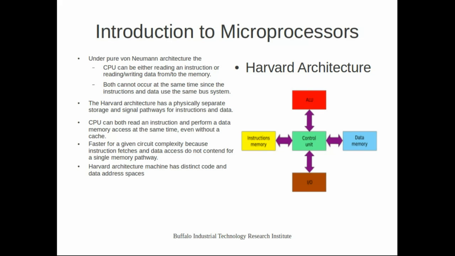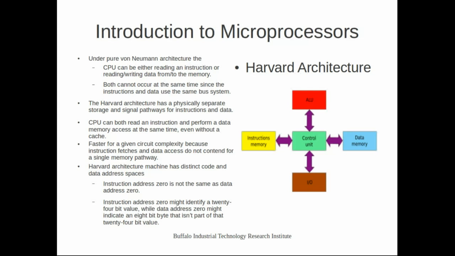A Harvard architecture machine had distinct code and data address spaces, apart from the separate data and instruction buses. Instruction address 0 was different from data address 0. Instruction address 0 might identify a 24-bit value and data address 0 might indicate an 8-bit value, which was not part of the value pointed to by instruction address 0.